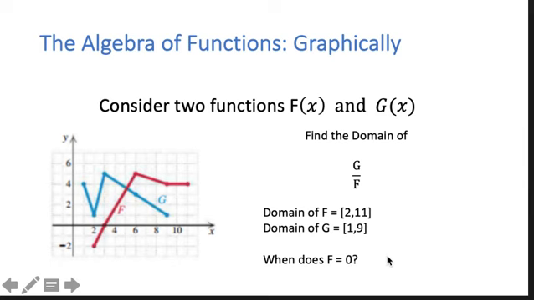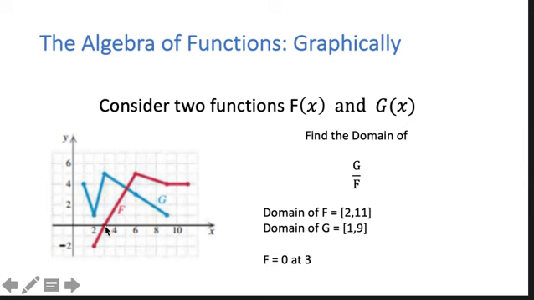Now, g divided by f is going to be a little bit different. So once again, we know the domain of f is 2 to 11. We know the domain of g goes from 1 to 9. But remember, we can't use any values that make the denominator 0. Well, we need to know when f is equal to 0. Well, that's right here on the graph, right?